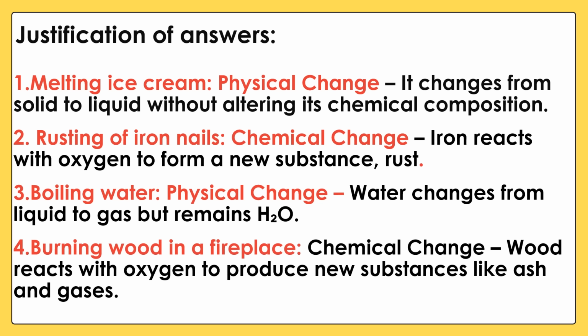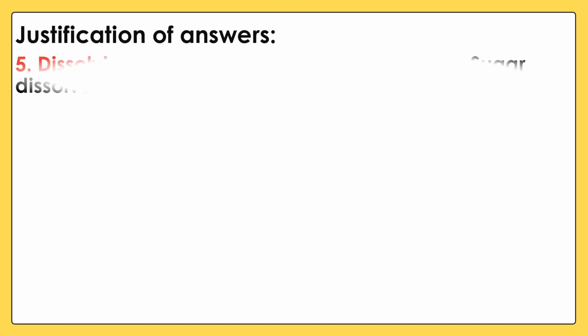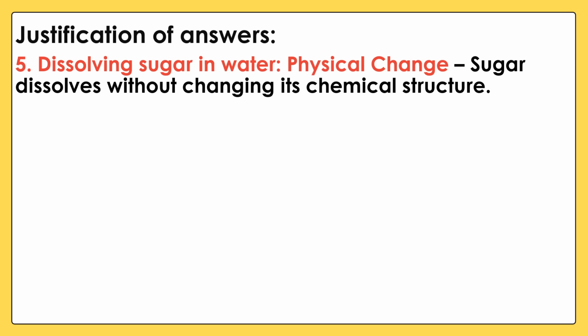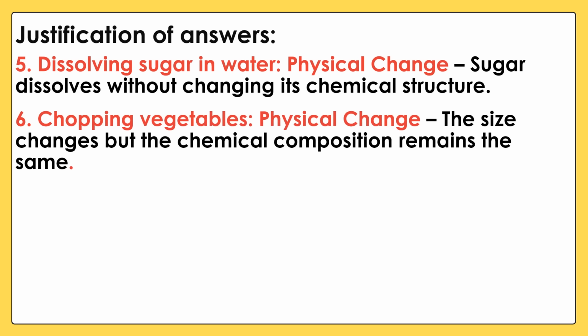Number 4. Burning wood in a fireplace is chemical change. Wood reacts with oxygen to produce new substances like ash and gases. Number 5. Dissolving sugar in water is physical change. Sugar dissolves without changing the chemical structure. Number 6. Chopping vegetables is physical change. The size changes but the chemical composition remains the same.